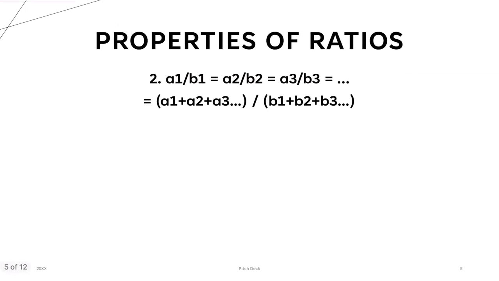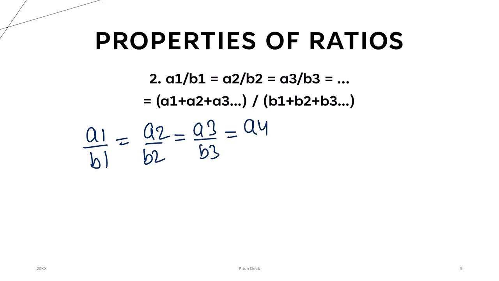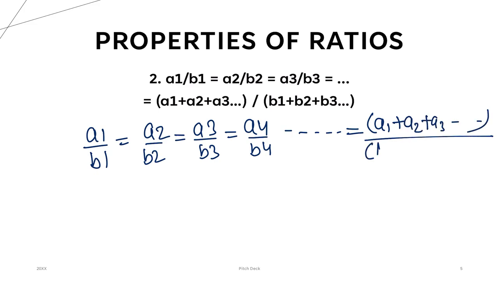Now moving on, this is another property. If A1 by B1 is equivalent to A2 by B2, which is equivalent to A3 by B3, which is equivalent to A4 by B4, and so on, this is completely equal to the sum of all the numerators divided by all the denominators. I will show you an example of how this is possible.